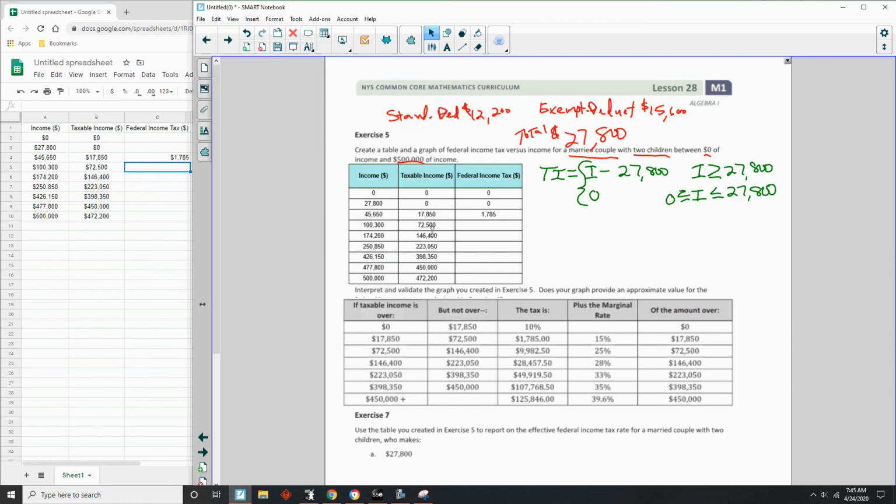So this is taxable income 72,500. Taxable income's over 72,500. 9,982.50. That's what goes here. 9,982.50. This taxable income is 146,400. So that is going to be 28,457.50.